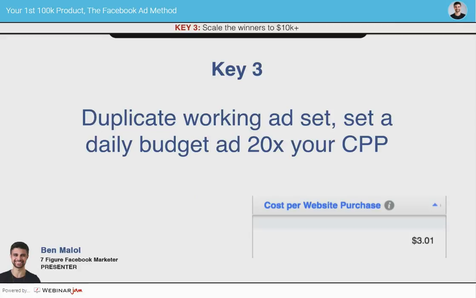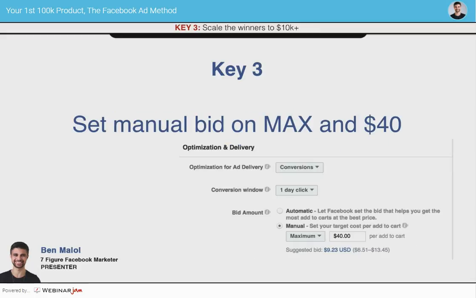So in this case, we're paying $3 per purchase. We're gonna multiply that by 20. How much is that? That's 60, right? So we're gonna put a daily budget of 60, a minimum of 60. Okay, I always recommend putting more, but let's not get over ourselves. We're gonna put a $60 budget on that, and we're gonna set a manual bid.